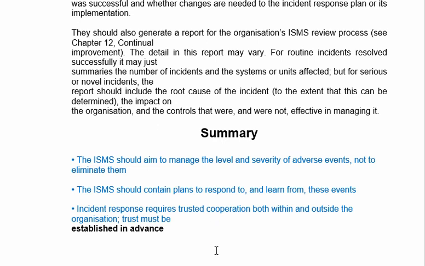Another thing is that the ISMS should contain a plan to respond to and learn from these events. Your plan to respond, how we are going to respond to those incidents, and what lessons we have learned. The third thing, incident response requires trusted cooperation between within and outside the organization. Communication is very important in the case of incidents.